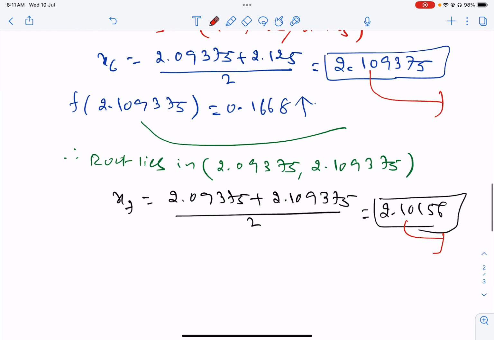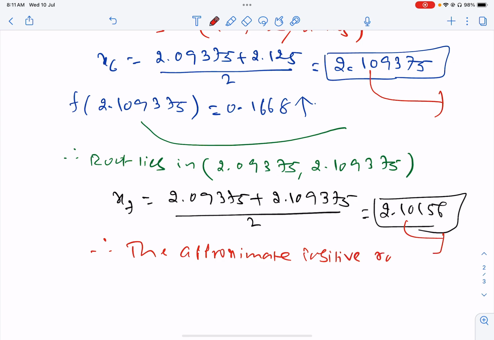Okay, so you can now stop here and say that therefore the approximate positive root is 2.10, because it is correct up to two decimal places. So 2.10 is your answer. Thank you.